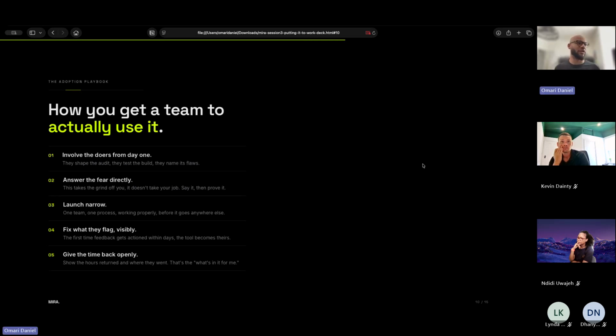So how do you get a team to actually use it? Involve the doers from day one, help them shape the audit, help them test the build, and name its flaws. So the people who are going to be using the system should be incorporated into the planning of the system build, in my opinion.